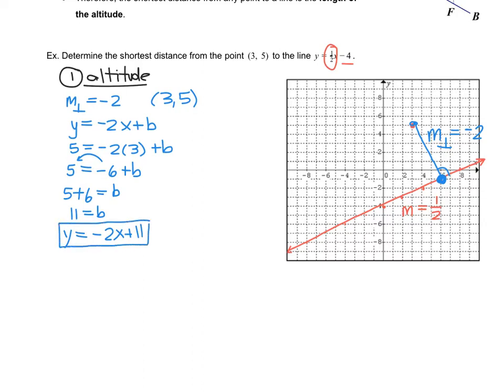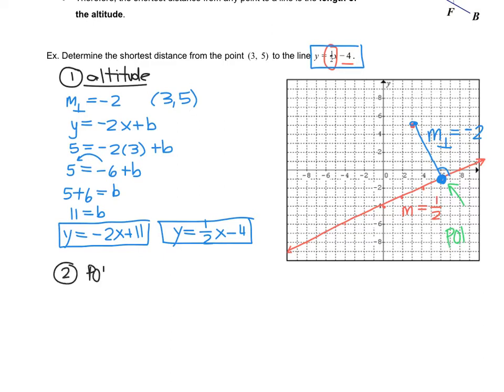Now I have my altitude. I already have the equation of my line, it was given to me. Sometimes it might not be given to you, like in our next example, but right now it was given to us. So now I have two lines. I just need to figure out this point of intersection. So our step 2 is to find the point of intersection. And after that, we'll have 2 points and we can use our distance formula. Now, for the point of intersection, you can do substitution or elimination.